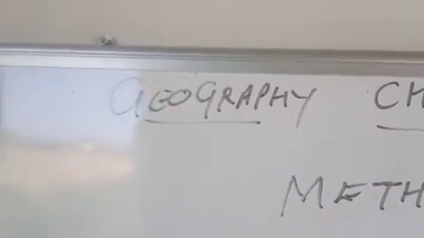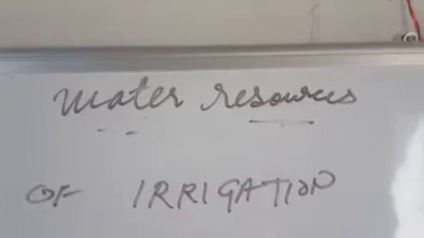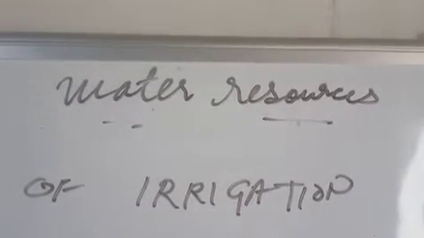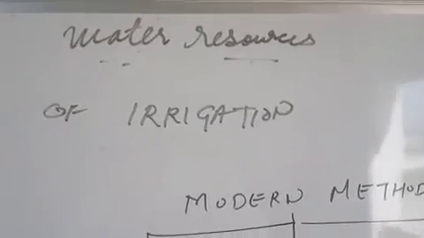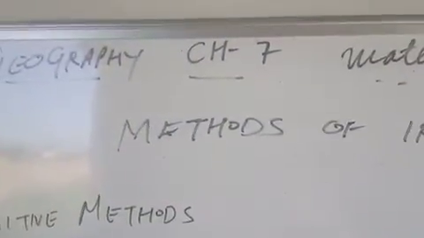Welcome back to Geography class, chapter 7, that is water resources. We have been reading this chapter for the last 4-5 days, and I'm trying to give you all the shortcut and valuable ideas to learn this lesson. We are reading about methods of irrigation. Today's point is methods of irrigation.